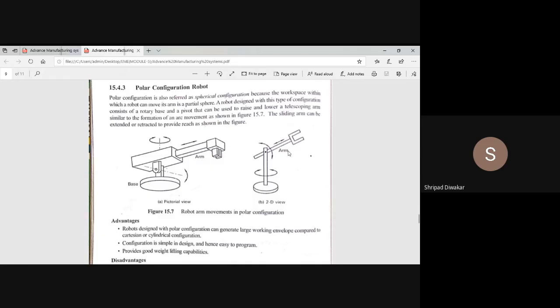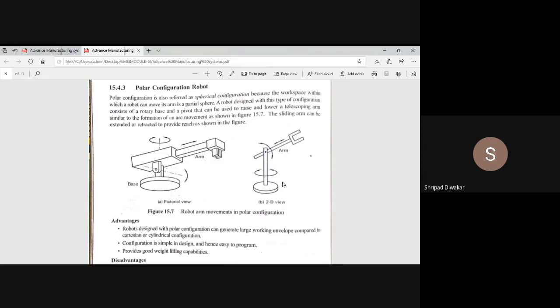So if you see the diagram, this is your 3D diagram. We are having the base, we are having the slide, and this one is the arm, and this is the wrist, and this one is the joint between the base and the slide. And this is the 2D diagram. This is your base, and this is the column, and this is the arm, and this is the twist attached to the arm. So why the name polar configuration?